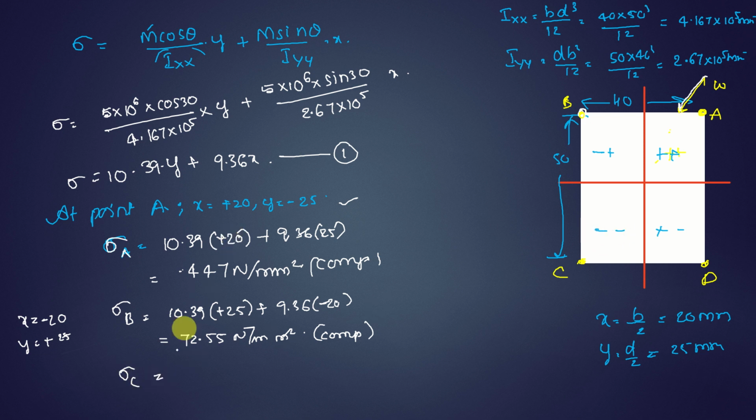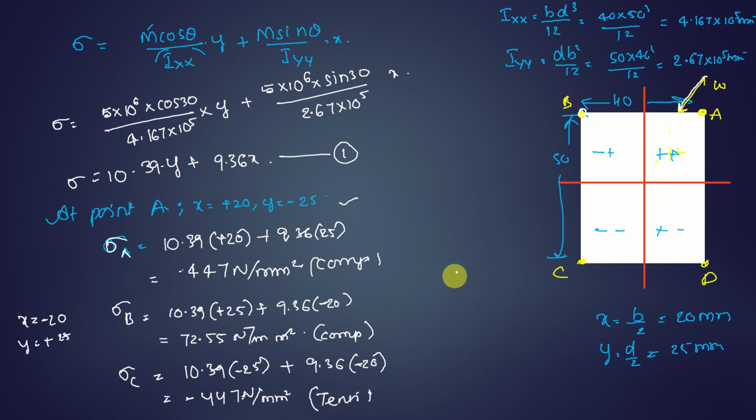Sigma C. Can you tell me, both are negative here. The x value will be the same, the signs will change. 10.39 into negative 25, plus 9.36 into negative 20, that is small x. So that will be minus, similar to this. So you will get minus 447 point some Newton per mm square. However, let me say 447. So that is negative, tensile.